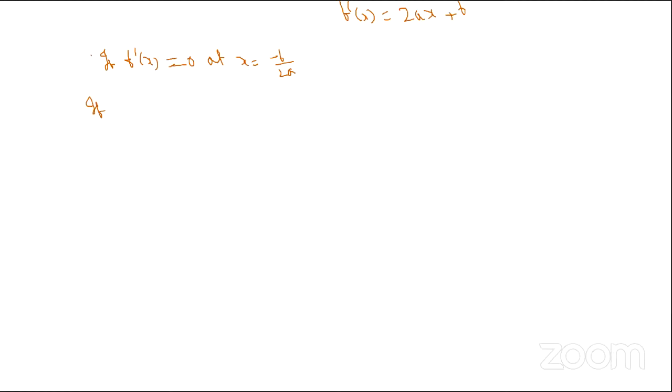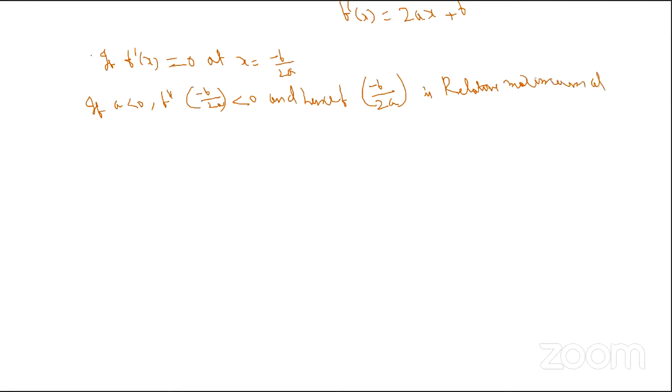If a is less than 0, f double dash of minus b by 2a is less than 0, and hence f of minus b by 2a is a relative maximum at x equal to minus b by 2a.